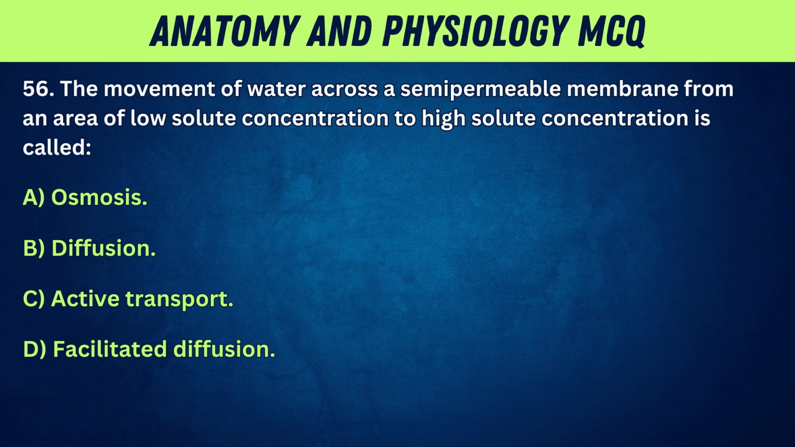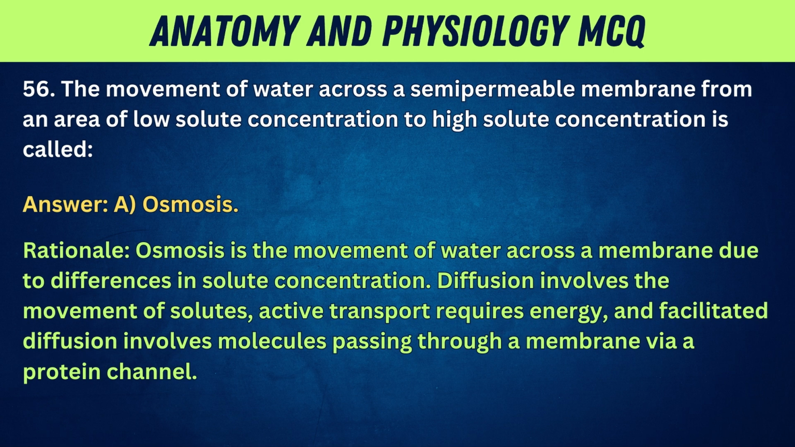56. The movement of water across a semi-permeable membrane from an area of low solute concentration to high solute concentration is called A. Osmosis, B. Diffusion, C. Active transport, D. Facilitated diffusion. Answer: A. Osmosis.